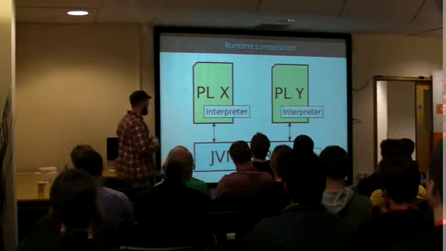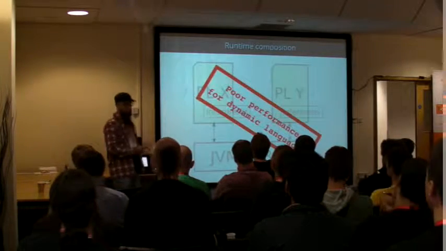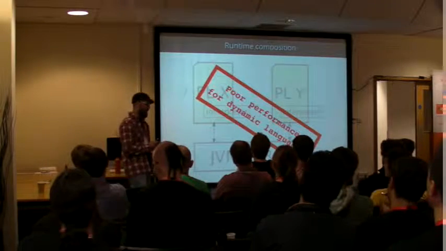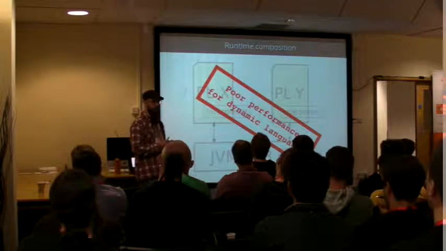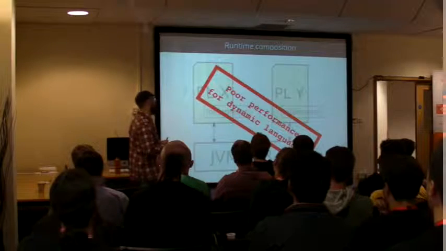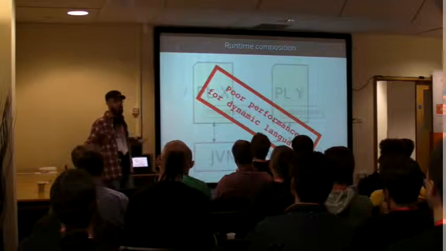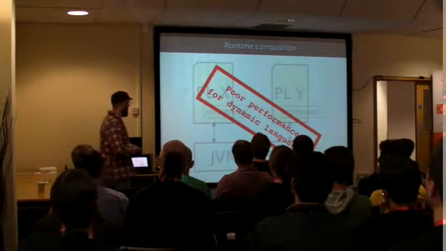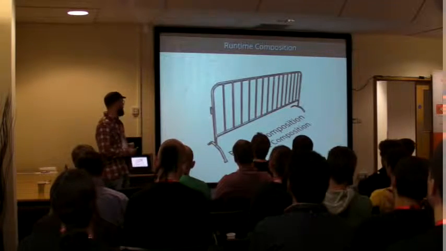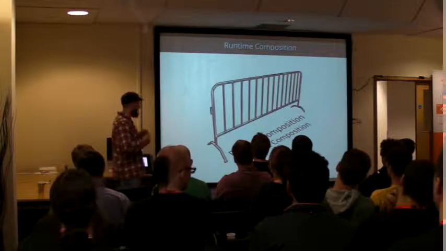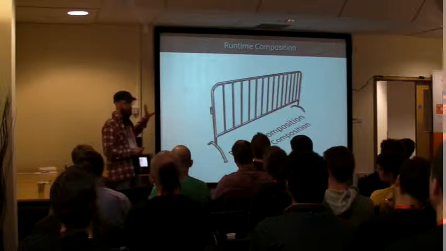Now sadly, whilst that looks like it should work, it doesn't always perform well. Dynamic languages have a very tough time running on the JVM. So we want something more general that's going to work for all programming languages, basically. So that brings us to our second barrier, runtime composition. So we have these two problems, we need to tackle them. What are we going to do?